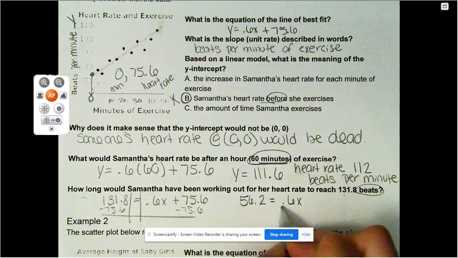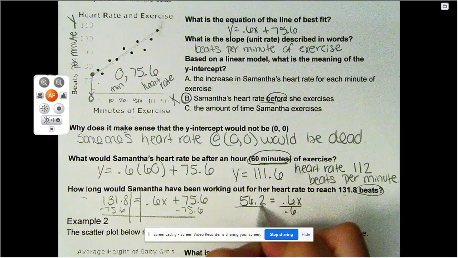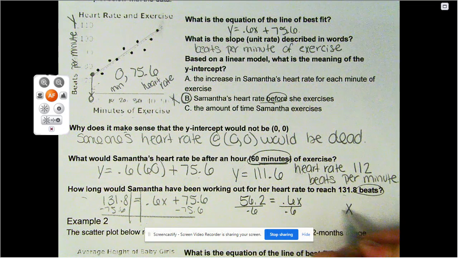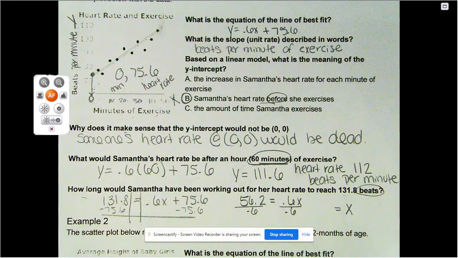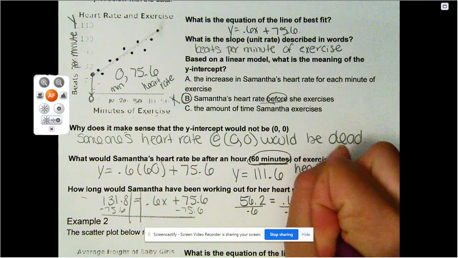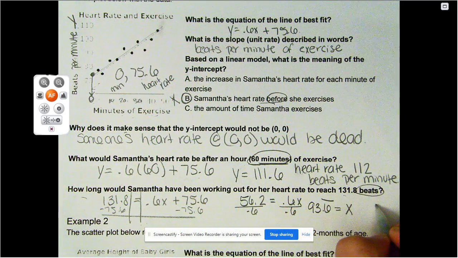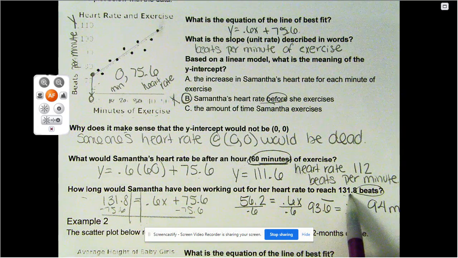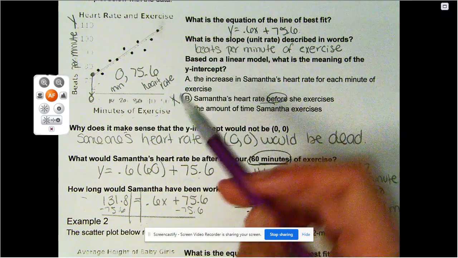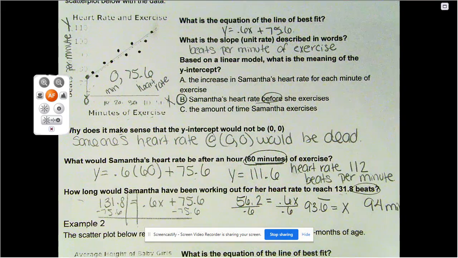Okay, this is multiplication. Opposite of that would be dividing by 0.6. And so x, which was our minutes of exercise, is 93.6 repeating. So I'm going to round that to 94. So after 94 minutes of exercise, her heart rate would be around 131.8 beats per minute based on the linear model that was graphed within the scatter plot.